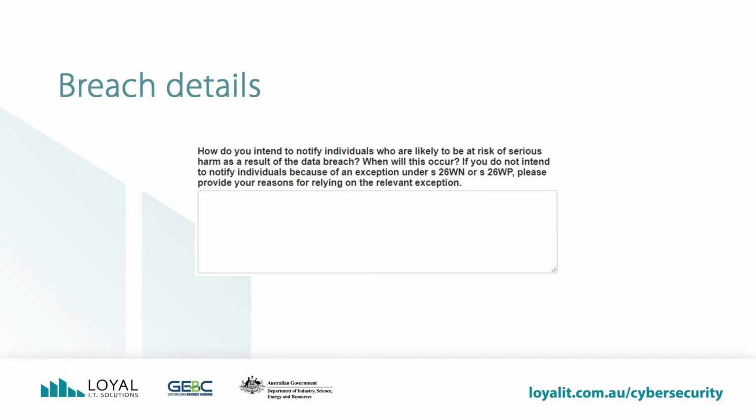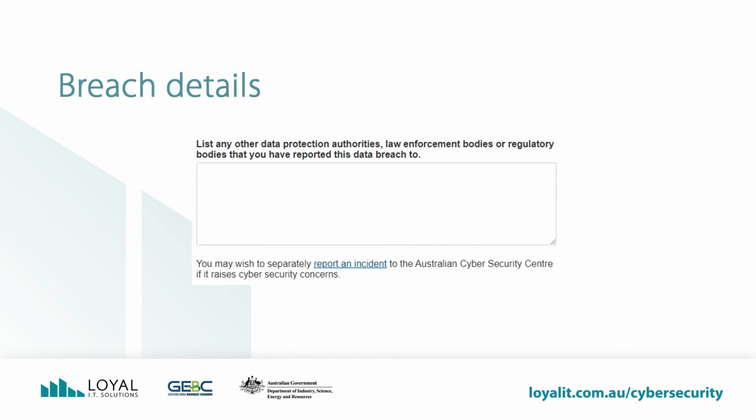26WN refers to an enforcement body such as the police. 26WP refers to exclusions in the Privacy Act under Commonwealth law. For both of these exemptions, it would be recommended to get guidance from your legal team. Scroll down. List any other bodies you have reported this breach to.